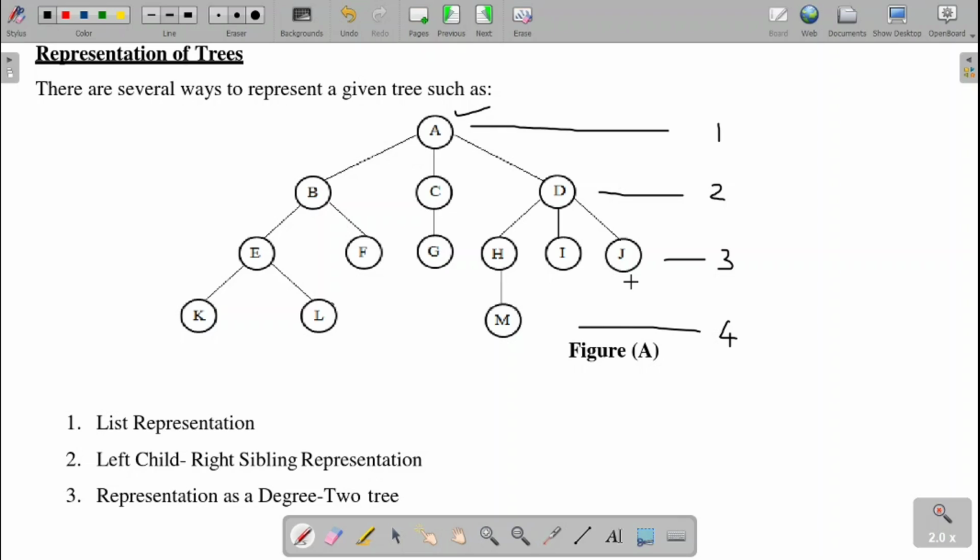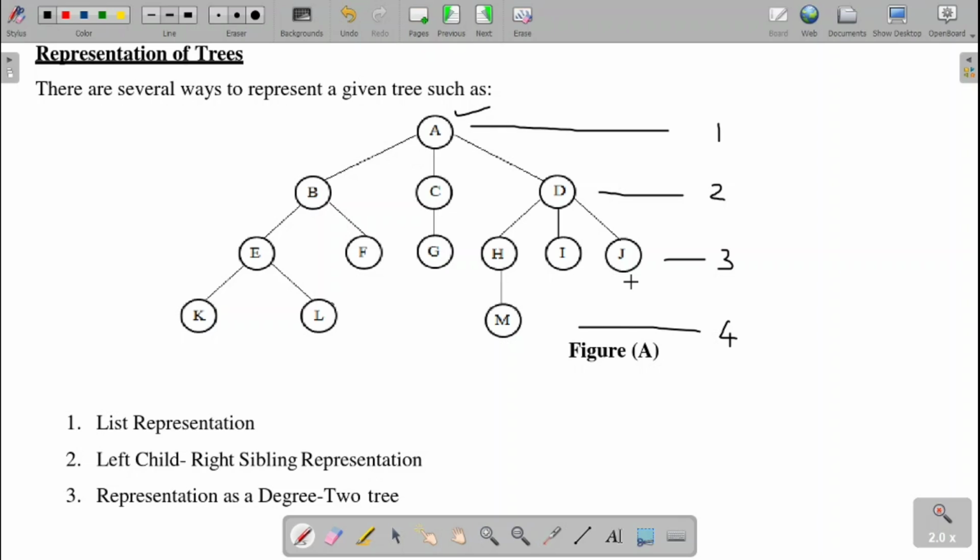The child and parent relationship we have learned already. If I take the example, A is the parent of B, C and D. Out of which B is the left child, C is the immediate right sibling of B, and D is the right sibling of C. So for B, the siblings are C and D. In the same way, for E, B is the parent, E is the left child, and F is the sibling of E. That will be the left child right sibling representation.